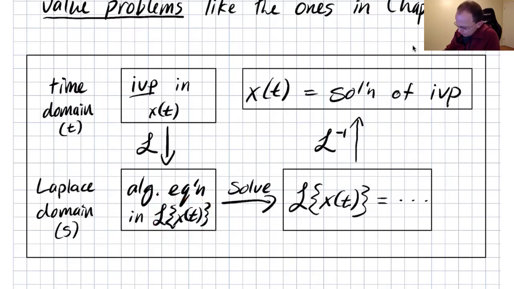Then we take this algebraic equation and we simply solve it algebraically. We will have this term appearing in a few different places in the equation, and we'll solve for it. So we'll find out the Laplace transform of x of t is equal to something. Finally, we do what's called the inverse Laplace transform, and that will take us back to the time domain, where we recover the solution of the initial value problem. That's the process that we're going to be looking at in this chapter.